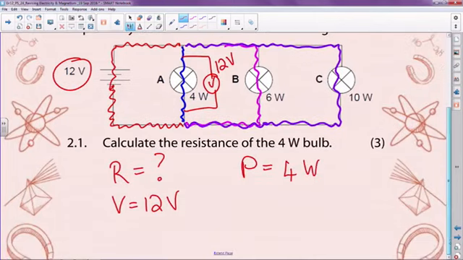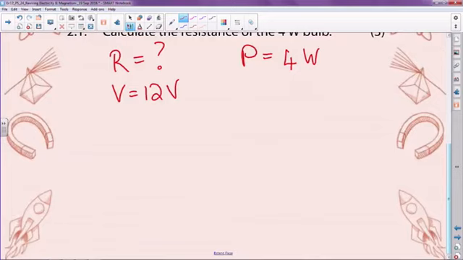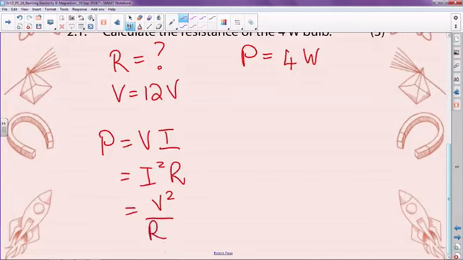Now, on your information sheet, there are 3 equations for power, okay? Power equals V times I, which is also equal to I squared R, which is also equal to V squared over R. So we look at the 3 equations, and we go, I don't have I, so I can't use those, but I do have V and I do have R. So power equals V squared over R.